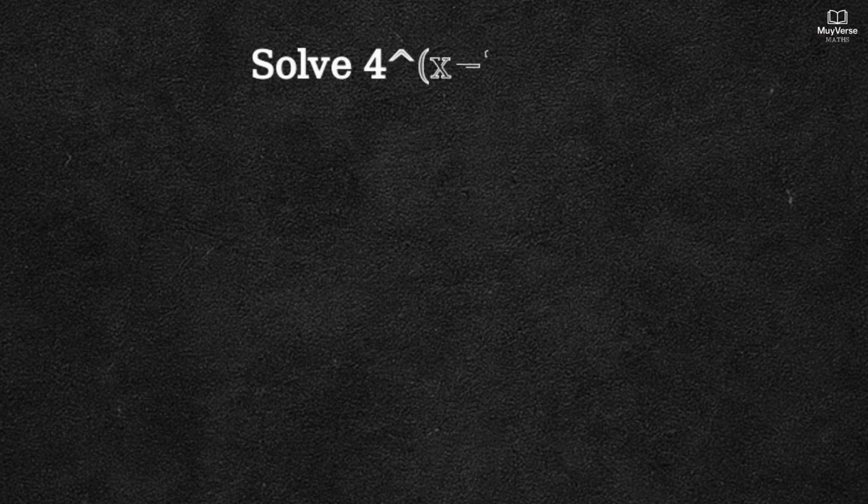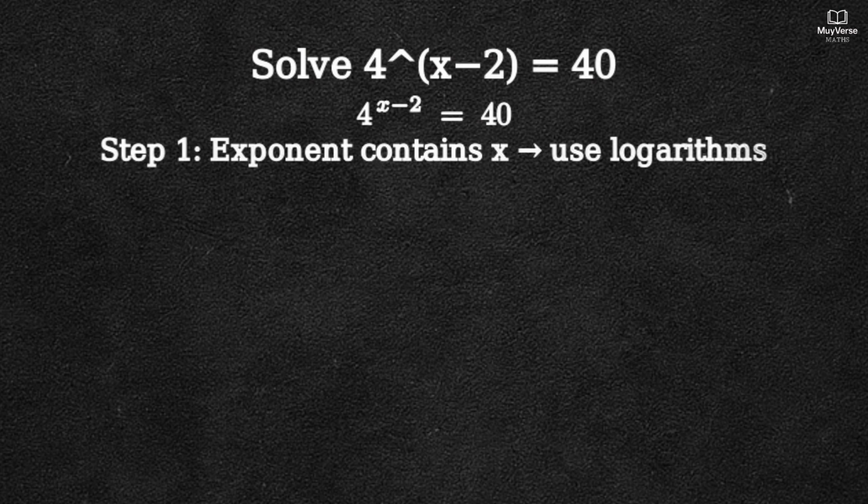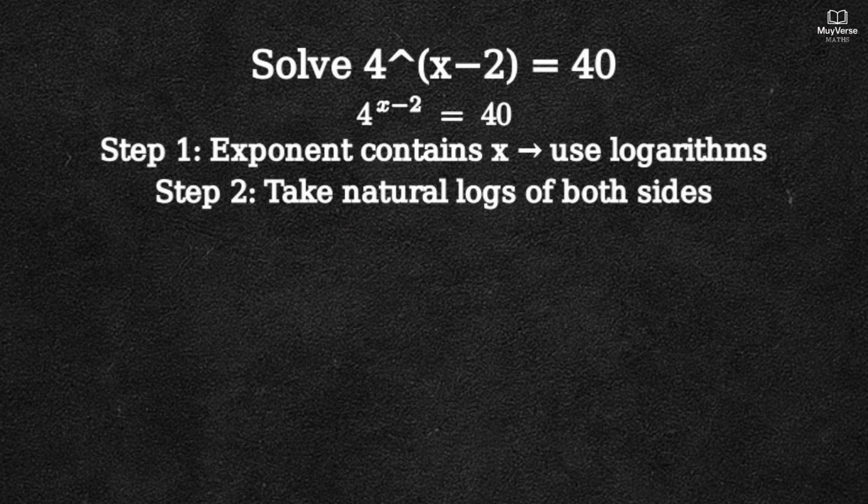We will solve the exponential equation step by step, using thick text on a black background. The equation is 4 to the power x minus 2 equals 40. Step 1. Recognize that the unknown x is in the exponent, so logarithms will help. Step 2. Take the natural log of both sides.